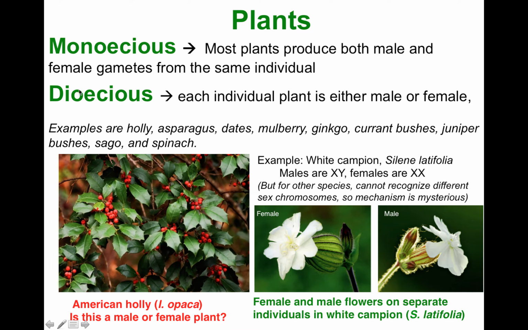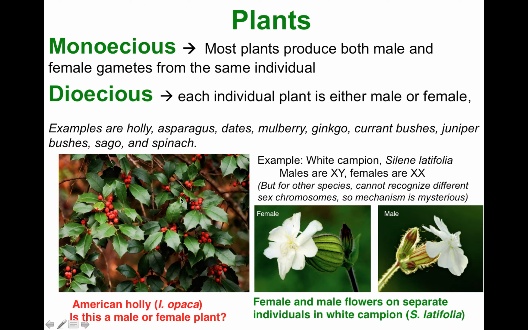Plants can be either monoecious or dioecious. Monoecious plants are the most common, prevalent on the planet. They produce both male and female gametes in a single flower, and they can self-pollinate or be cross-pollinated. Dioecious plants, however, have only male plants or female plants. The plants are completely separate. There are some examples: holly, asparagus, dates, mulberry, ginkgo, currant, juniper, sago, and spinach are all examples of dioecious plants.